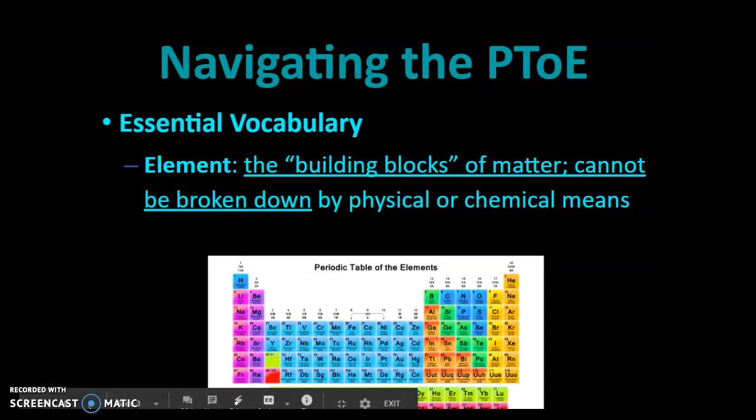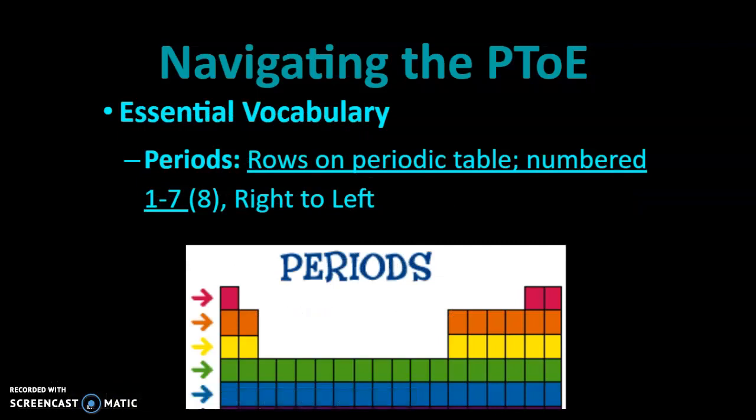Starting with the essential vocabulary for this lesson, the first one is element. So the element is the building block of matter which cannot be broken down by any physical or chemical means. So any small box that you see here in the periodic table is an element. So hydrogen is an element, lithium is an element. So anything that you see in the periodic table is an element. And what makes the definition of the element is that anything that you can see in this periodic table cannot be broken down.